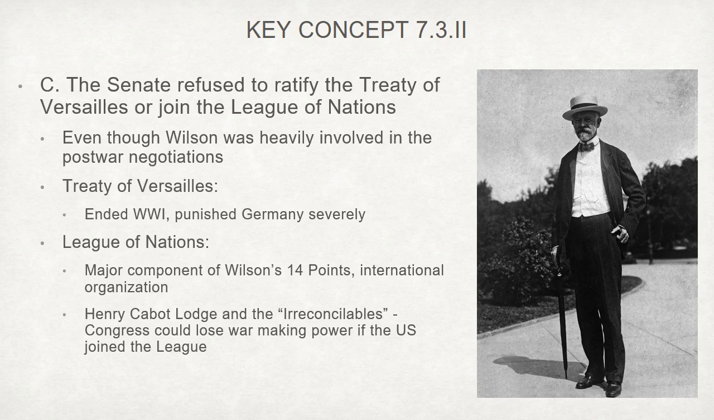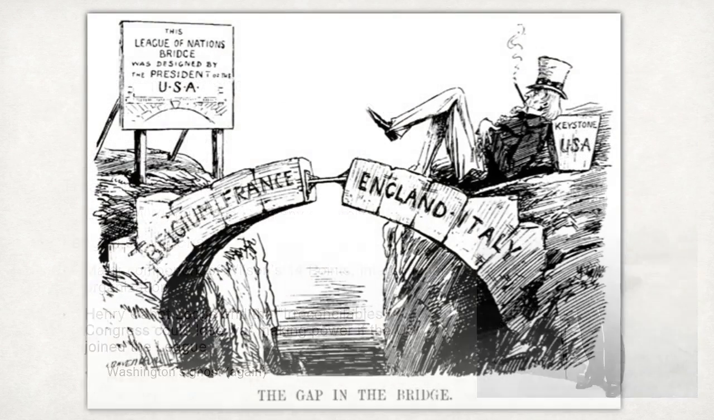This is not Wilson's vision, and people like Henry Cabot Lodge and the other irreconcilables, as they're called, say there is no way that the United States is going to join the League of Nations because it could take away Congress's power to declare war. And so here we have interjected into this really important debate Washington's farewell address. This idea that America is first and foremost an isolationist country that has no interest in being involved in European affairs.